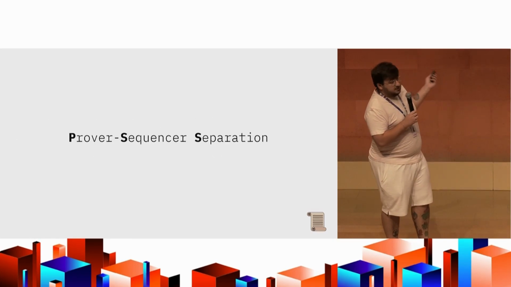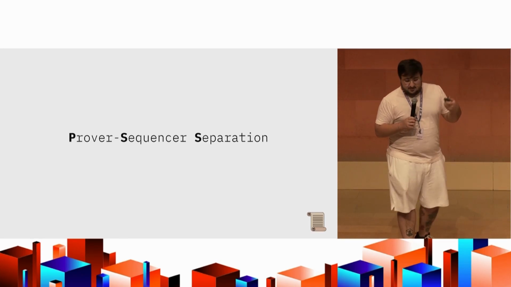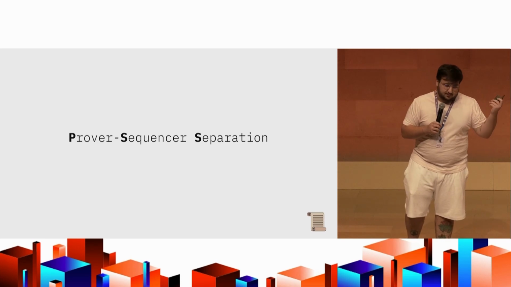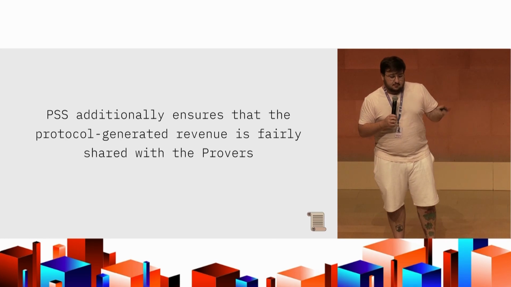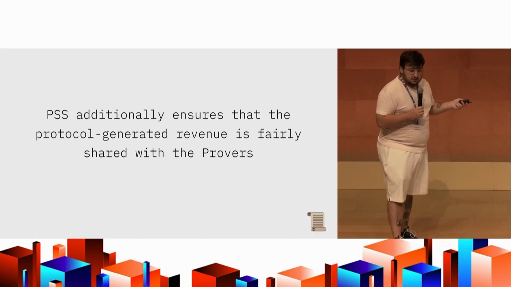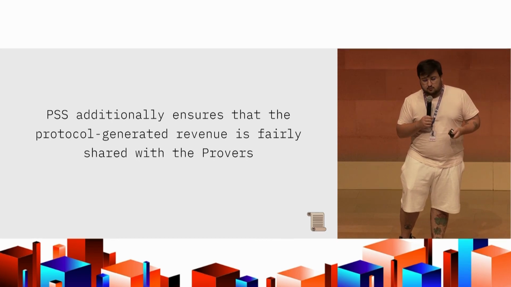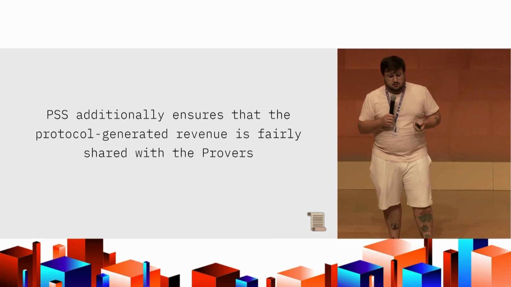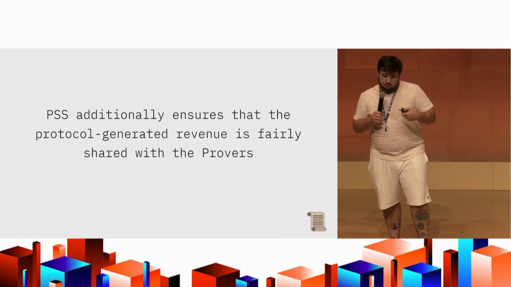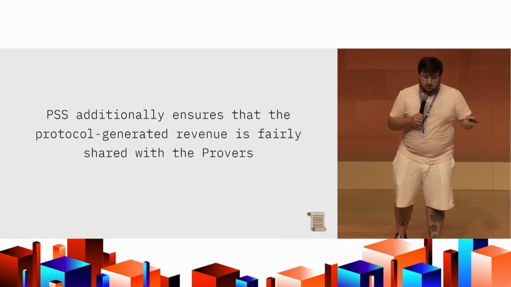But in our case, we don't have proposers and we don't have builders, so what should we do? So we have prover-sequencer separation. On top of doing what PBS does, PSS also ensures that protocol-generated revenue is relatively fairly distributed with the provers, because as I described before, the sequencers by default get to keep all the MEV.